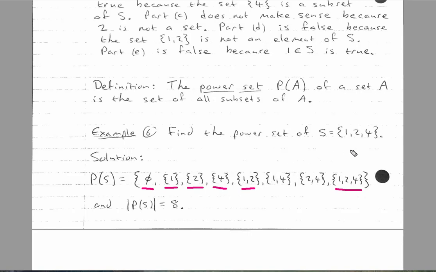The set containing 1 and 2 is a subset. 1 and 4, 2 and 4. How about 2, 1? Is that a new subset? No, this is the same as 1, 2, so we don't count that again. The order doesn't matter. All right, so I can't see any more, so it looks like the power set of this S has 8 elements. And the elements are all sets themselves. So we can say the cardinality of the power set of S is 8.